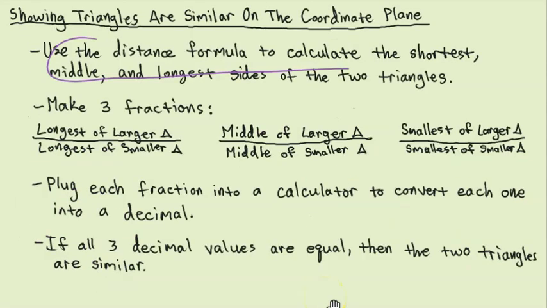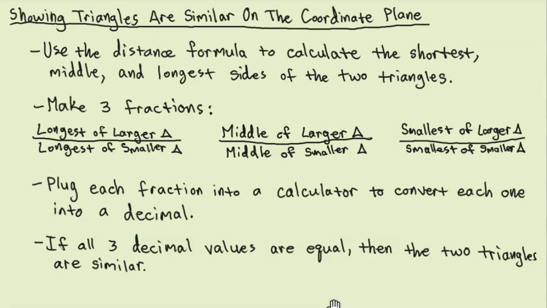All right, so we used the distance formula to calculate the shortest, middle, and longest sides for both of the triangles. Okay, now we're going to make 3 fractions. We're going to do the longest from the larger triangle. It looked like ABC was the larger triangle. So we'll put the longest side of ABC in the numerator and then the longest side of DEF in the denominator. Then another fraction will be the middle of ABC divided by the middle of DEF. Then the smallest side of ABC divided by the smallest side of DEF.